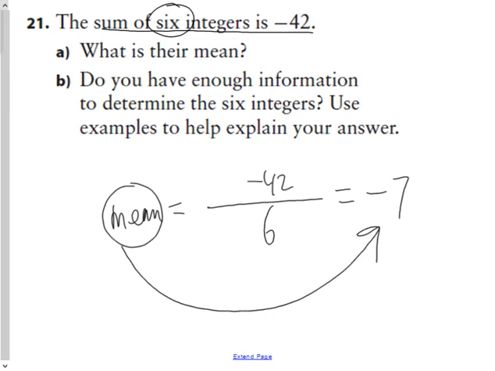is negative 7. And do you have enough information to determine what the first 6 integers must have been? The answer is no, I can't, because there are infinite possibilities of integers you can add together to get the sum of negative 42. You could have 1 plus 1 plus 1 plus 1 plus 1, that's 5, plus negative 47, that's negative 42. You could have 2 plus 2 plus 2 plus 2 plus 2, which is 10, plus negative 52. That will also give you a sum of negative 42, and there's infinite variations of that that could have a sum of 6 integers that equal negative 42.